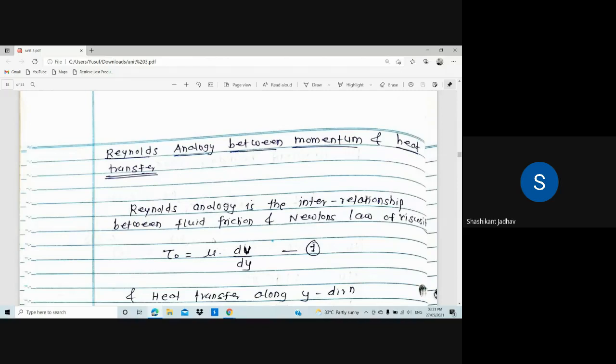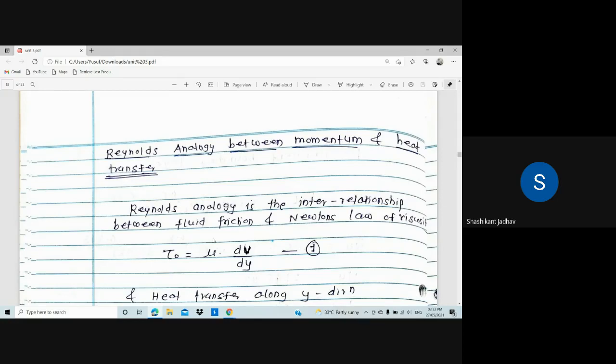Write down Reynolds analogy between momentum and heat transfer. So now we have to check the analogy between the momentum and heat transfer. Okay, so that is Reynolds analogy. So give the new heading as Reynolds analogy between momentum and heat transfer.